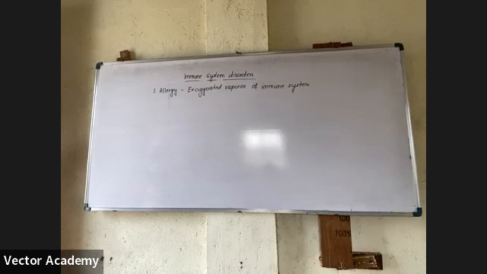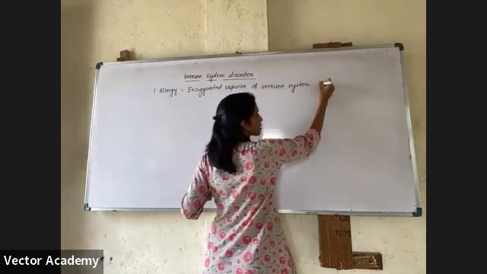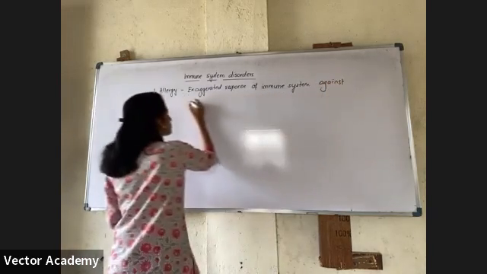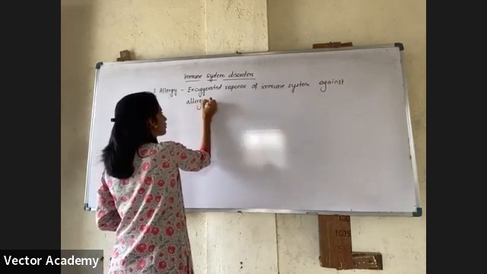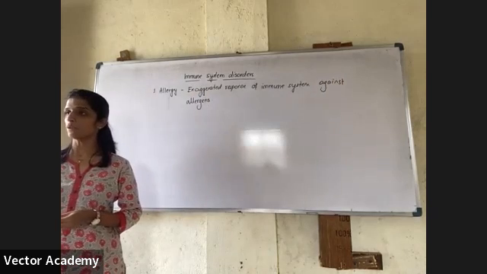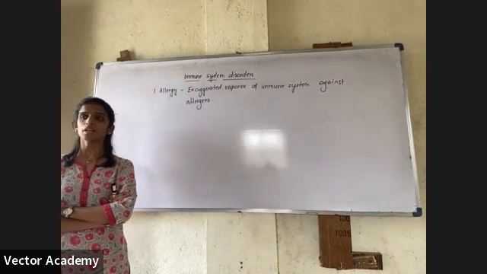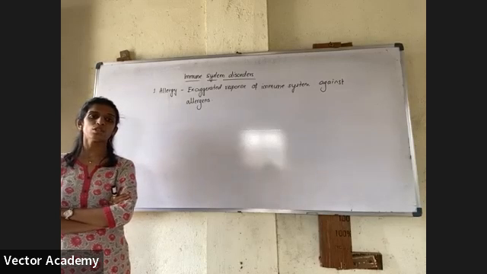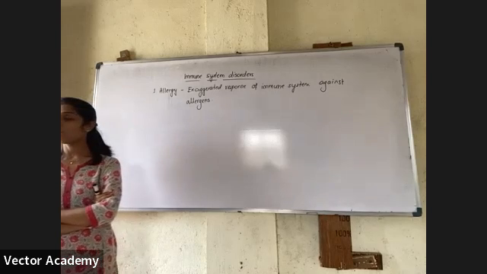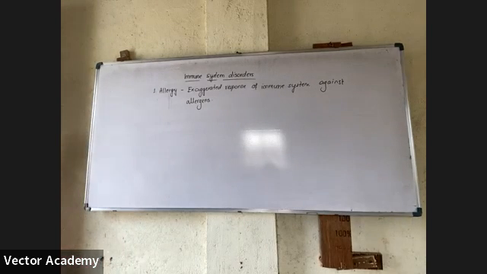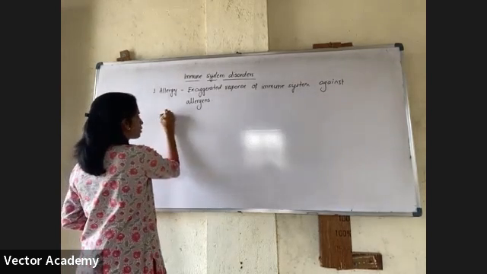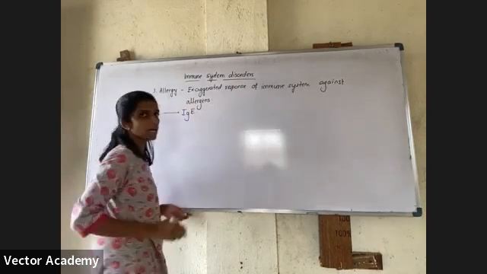Now, the agents which cause this allergy are called allergens. Allergy causing components. So for example, if you are having an allergy to dust, dust particles are going to be your allergen. Or if somebody is having an allergy to pollen grains, then pollen grain will be the allergen. So the agent that causes allergy is called an allergen. Now, the antibodies which are responsible for this response are IgE antibodies.